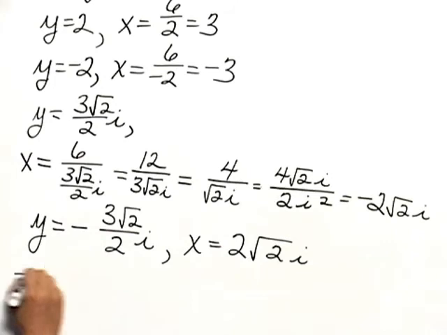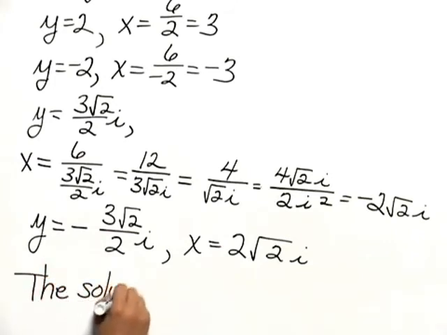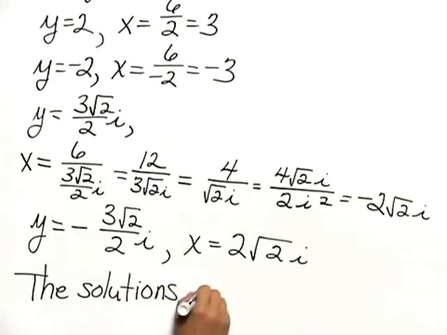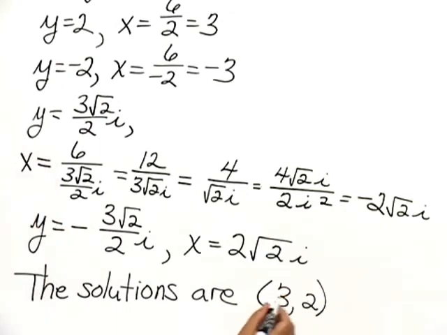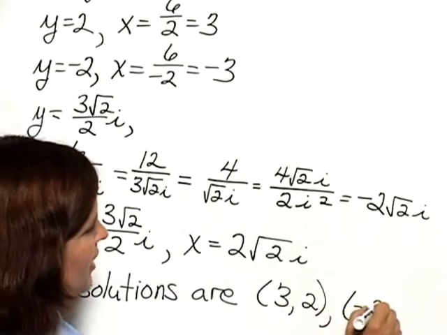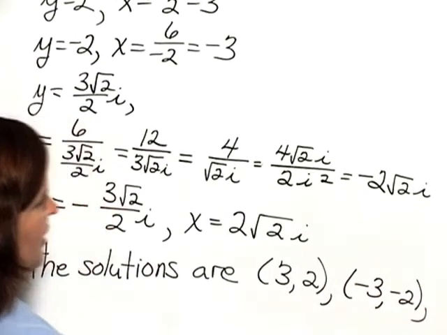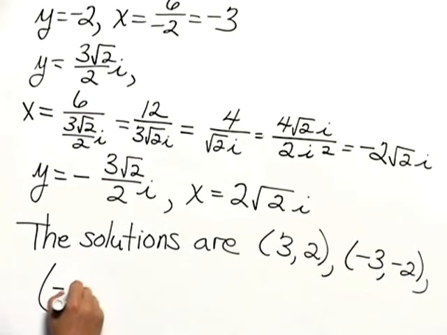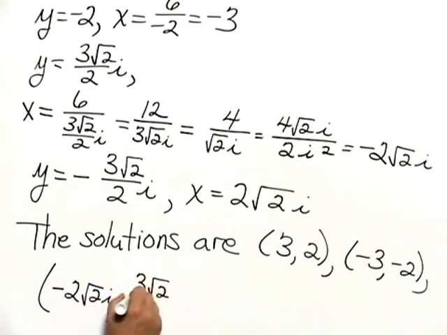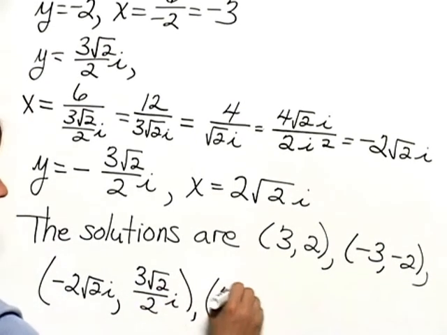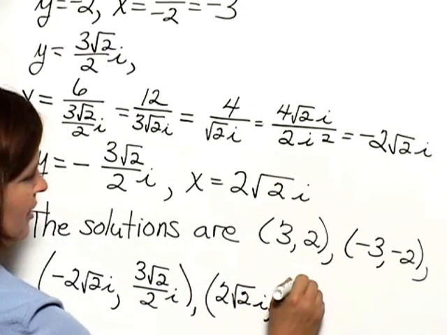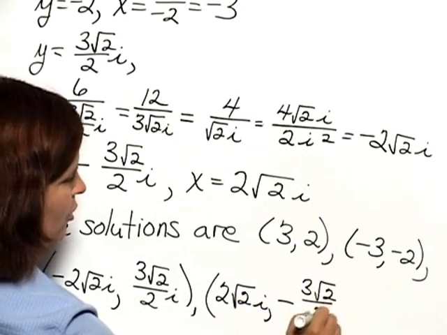So we're all done except for stating our solution. Remember, we found 4 ordered pairs, so we want to give all 4 ordered pairs. The first 2 were 3, 2, and be careful to put the x first, even though we found y first, alphabetical order. 3, 2, and then -3, -2, and then we found the ordered pair -2 square root of 2i, +3 square root of 2 over 2i. And last, we found the ordered pair 2 square root of 2i, -3 square root of 2 over 2i.